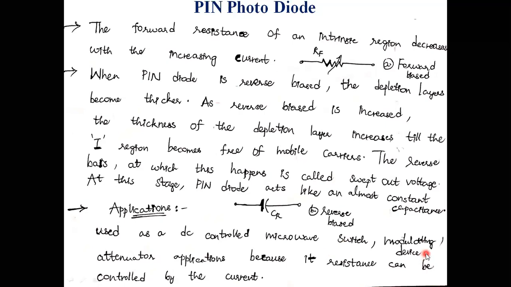Then modulating devices, we can use this here. Attenuator applications. Attenuator means it will attenuate a certain part of the signal and transmit the remaining signal. That is known as an attenuator.